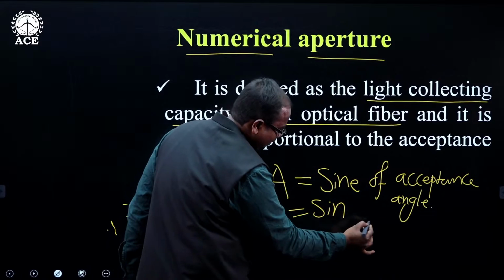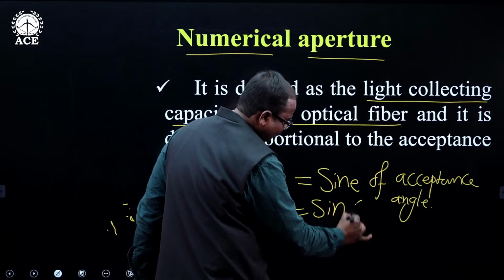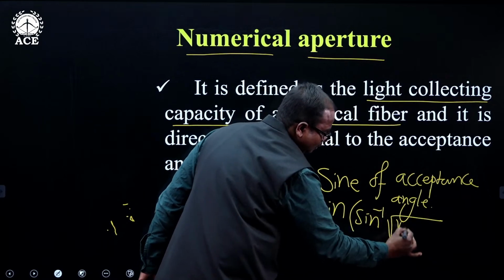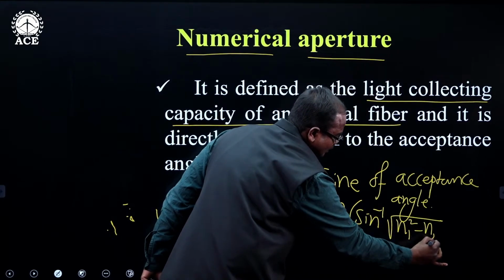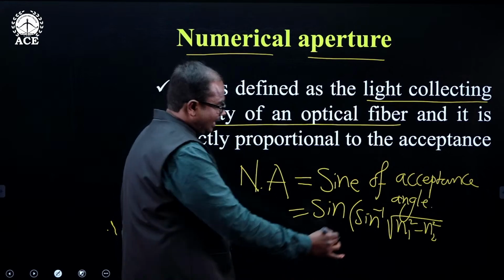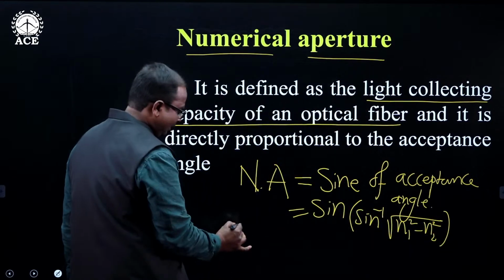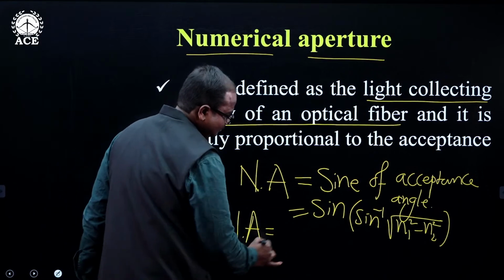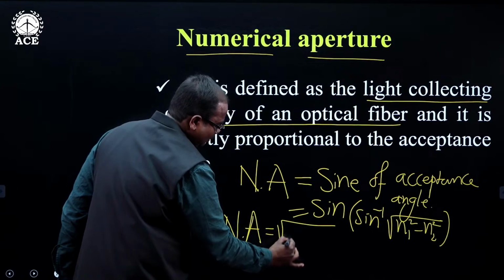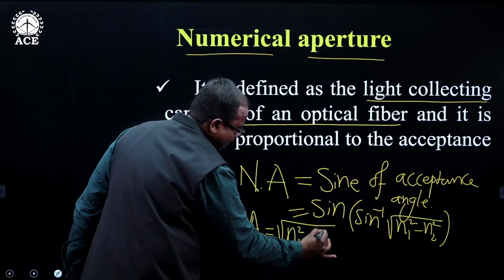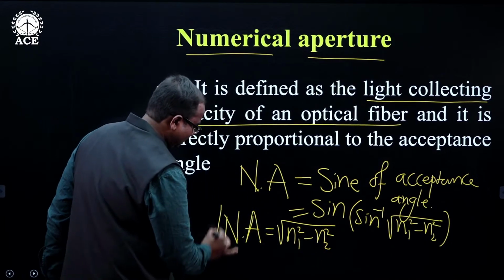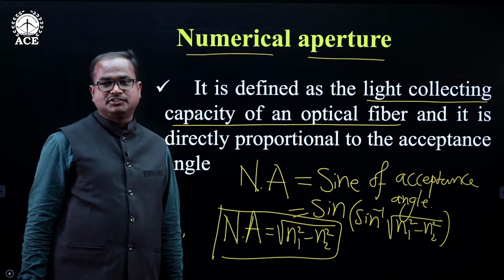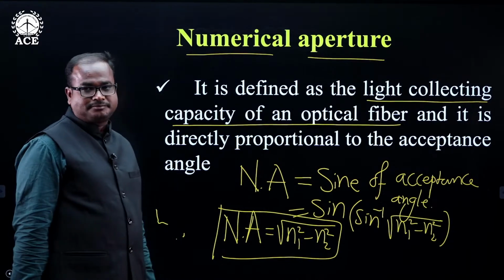Just before only we have derived, that is sine inverse of under root of n1 square minus n2 square. So sine inverse gets cancelled. Finally, you will get the numerical aperture as under root of n1 square minus n2 square. So numerical aperture is equal to what? Under root of n1 square minus n2 square.